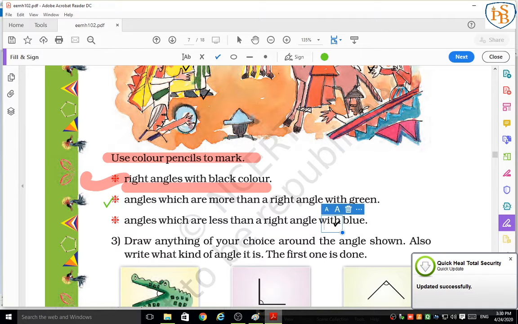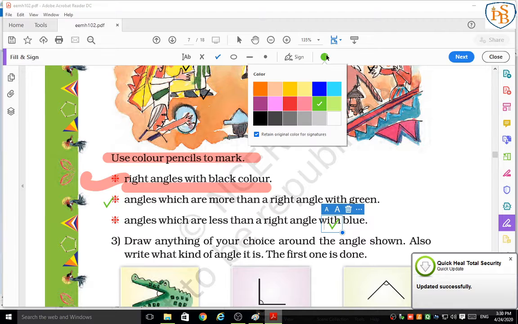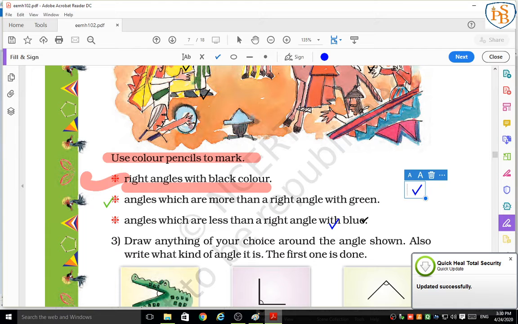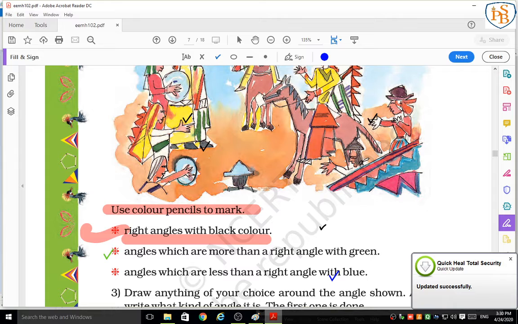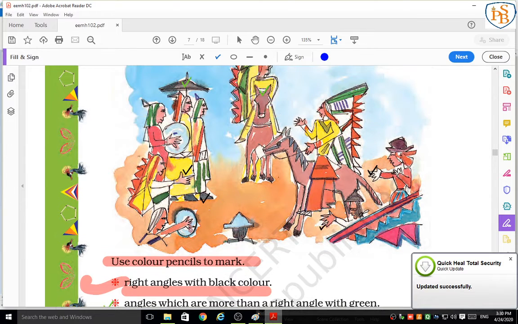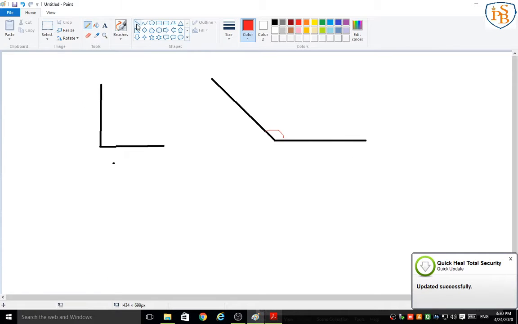Then our next color is blue. Use a blue color pencil and show the angles which are less than a right angle. Less than a right angle, where is less than? Here. If you see over here, yes, it shows less than a right angle. Less than a right angle means how?